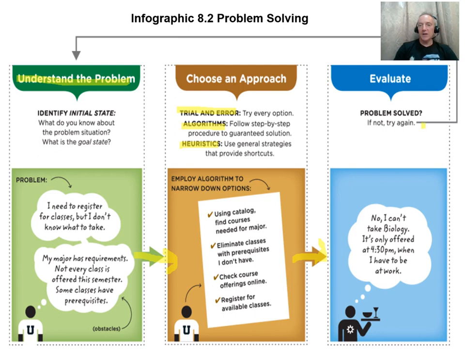If not, then it becomes a cyclical process and you have to cycle back through and see, where did I go wrong? Maybe I didn't fully understand the problem to begin with, and that's why I didn't solve it. Maybe I understood the problem, but I chose the wrong approach. So now I have to choose a different approach. It doesn't matter what problem we are addressing here, we're going to be following the same process.